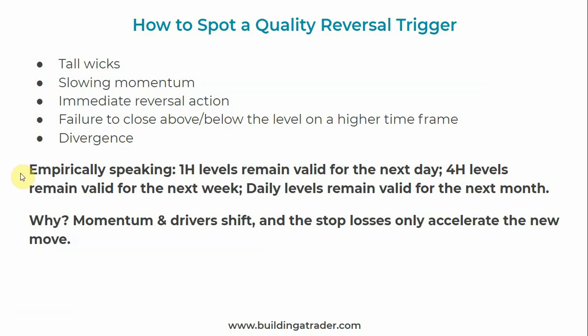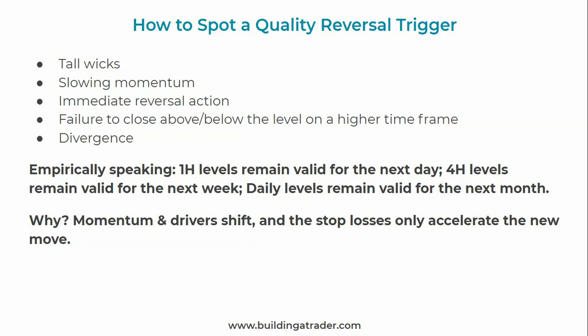One thing I'd like you to remember, from my own experience: the hourly levels usually remain valid for the next day, 4-hour levels remain valid for the next week, and daily levels remain valid for the next month. Okay, so why is this? Because momentum and drivers tend to shift, and the stop losses can then become an accelerator. Instead of big players using the stop loss pools to fade the market in line with the previous trend, they could then just play through the stop loss levels, and that would be an accelerator for whatever new move is developing.